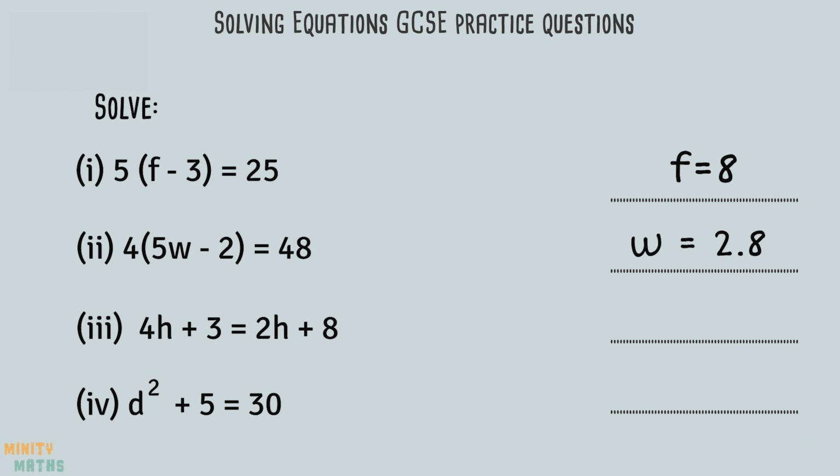For the third question, we need to rearrange the equation to get all terms in h on one side and all the constant terms on the other side. Firstly, let's move 2h to the other side of the equals sign, remembering to change the sign from a plus to a minus. We can then move the 3 to the right side, making it a minus 3. Finally, we can simplify and solve.